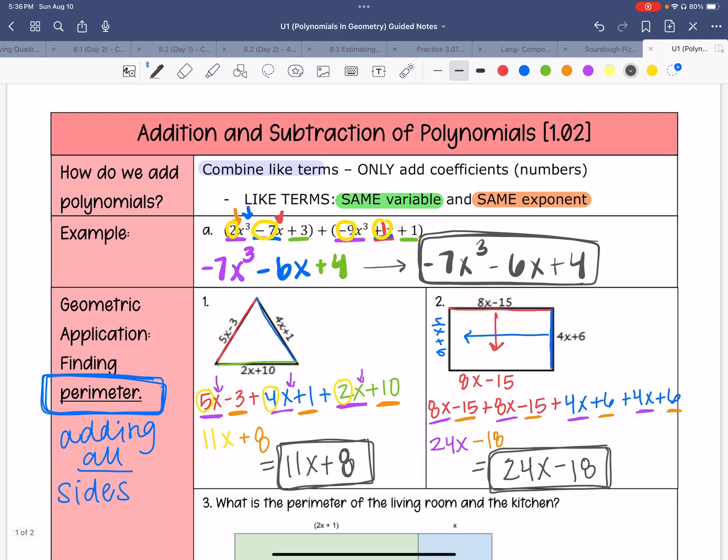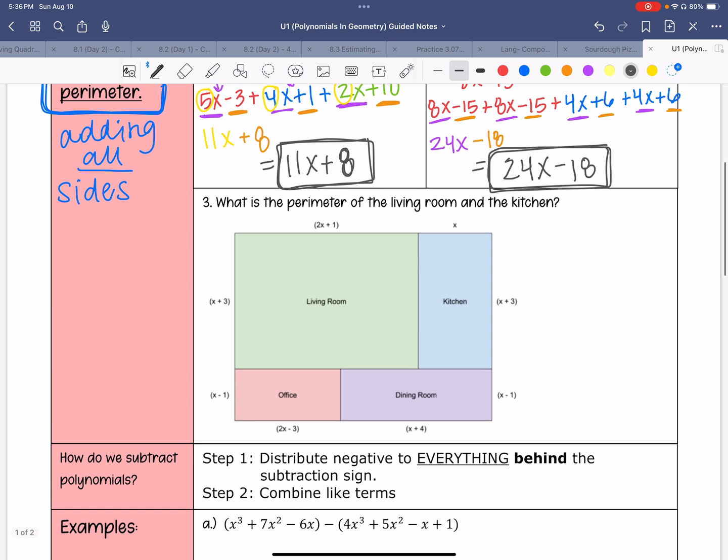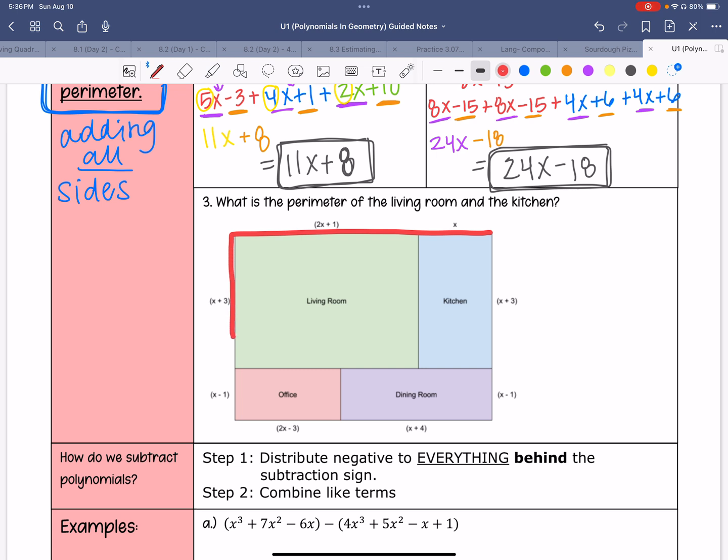Okay, our last application problem. We are given the layout of, it seems like a house since it has a living room and a kitchen. And we are asked for the perimeter of the living room and the kitchen. So what we are looking for is the perimeter of this larger rectangle right here. We want the perimeter of both the living room and the kitchen.